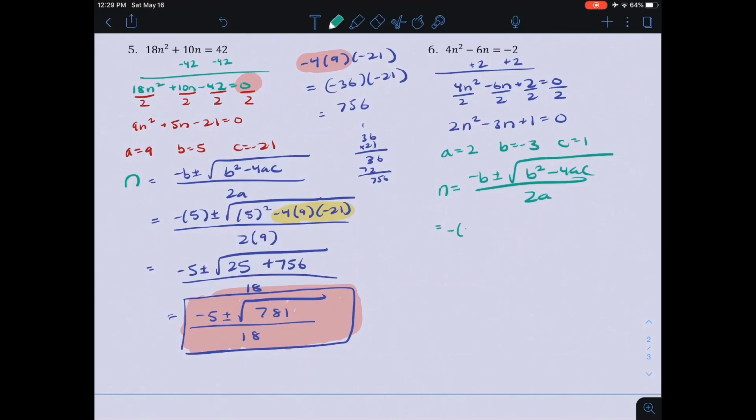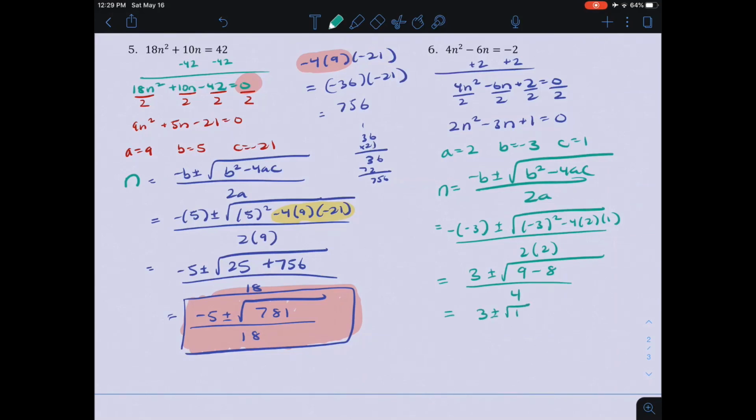Negative b is what? Negative 3 plus or minus square root of negative 3 squared minus 4 times a times c all over 2 times a. And then from here, we would carefully simplify this out. Minus negative 3 is just positive 3 plus or minus square root of negative 3 squared is 9 minus 8 all over 4. Here, I'll write this as 3 plus or minus square root of 1 over 4, which is really just 3 plus or minus 1 over 4, right? Because square root of 1 is just 1.